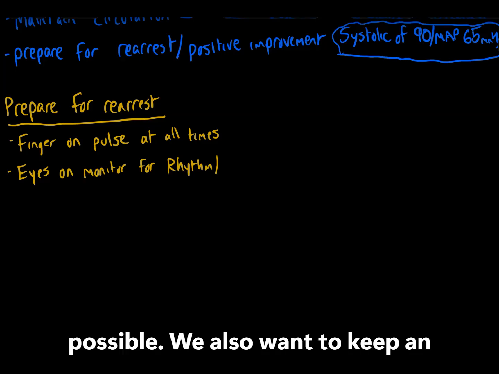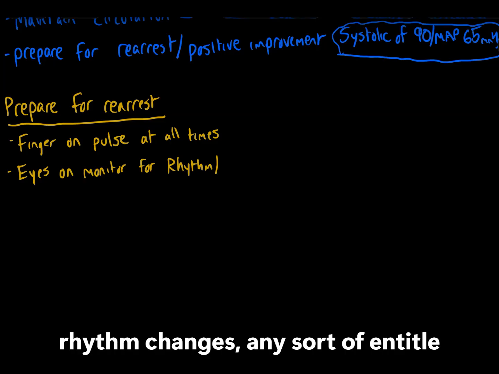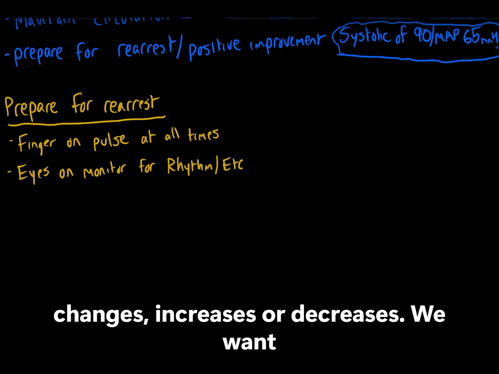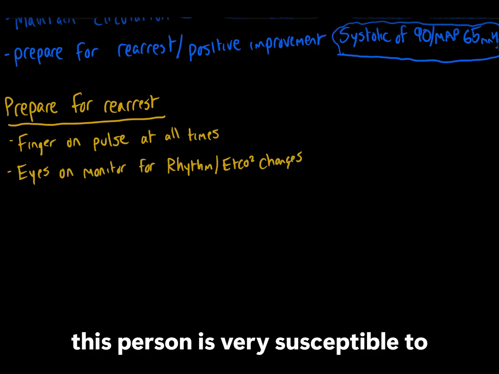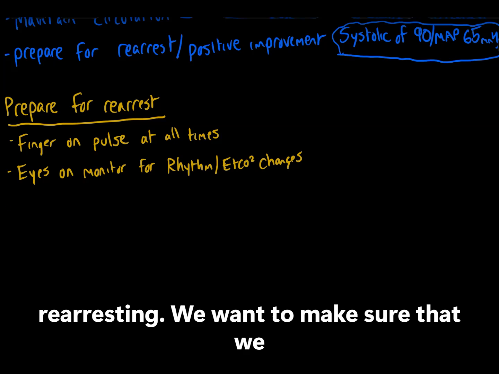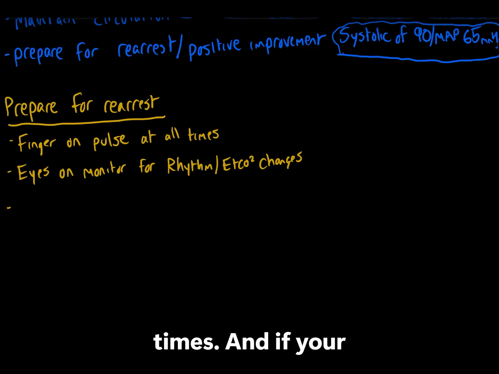We also want to keep an eye on the monitor for any sort of rhythm changes, any sort of end tidal changes, increases or decreases. We want to make sure that we're being aware that this person is very susceptible to rearresting. We want to make sure that we have people watching the monitor at all times.